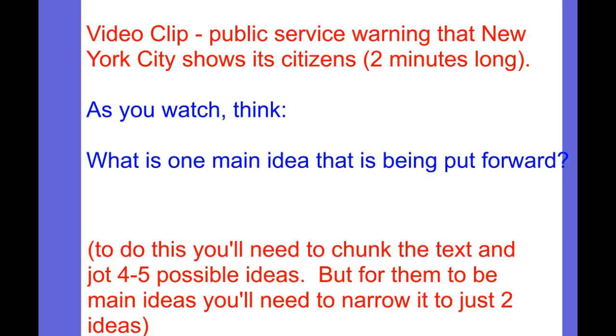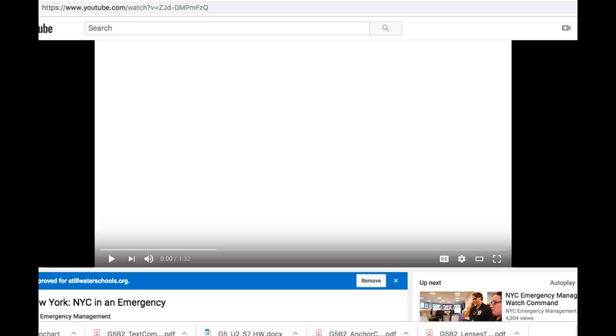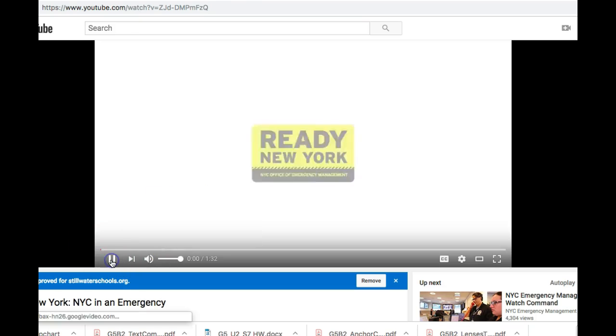It goes really fast. And as you watch it, I want you to think, what is one main idea being put forward? And to do this, it says you need to chunk the text. You need to jot down 4 to 5 possible ideas in your notebook as you do this. But for them to be a main idea, you need to narrow it down to just 2 ideas. So you're going to jot down your ideas. What are they talking about? And then you're going to put them together to see if you can come up with 1 or 2 main ideas. So think about that. I'll play the video clip for you.